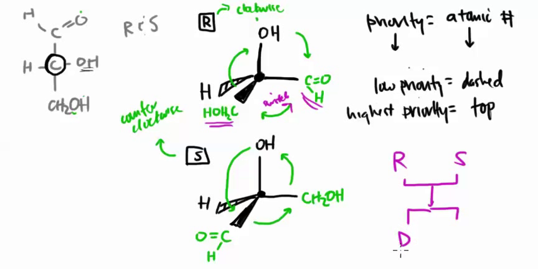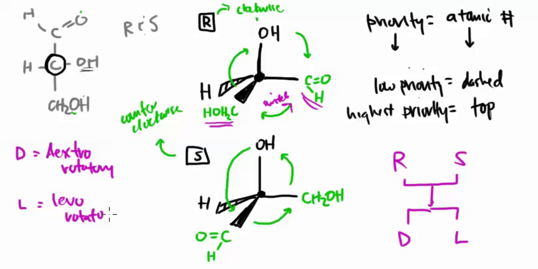The D stands for dextrorotatory, and the L stands for levorotatory. Okay, so we get D and we get L. So D is dextro and L is levo, and it's rotatory, which means rotation, right? Rotatory and rotatory. That means rotation. So right rotation, left rotation. So the choice is up to you.